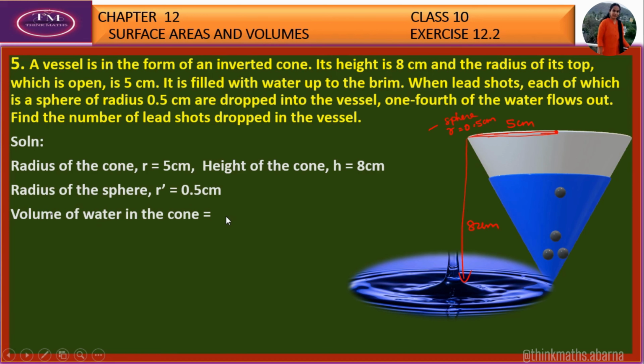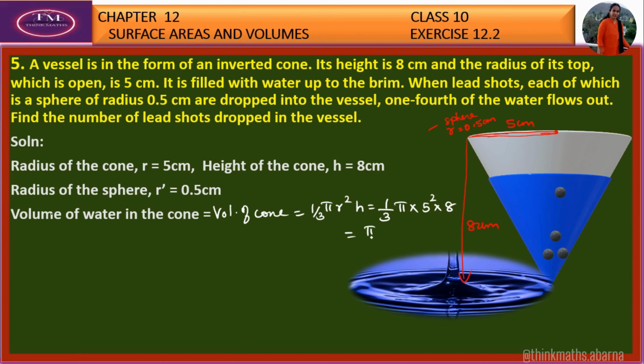That is nothing but the volume of the cone. What is the volume of a cone? It is 1 by 3 pi r square h. Let us keep the value as pi and we will use the value of pi at the end. So it is 1 by 3 pi. What is r? R is 5. So 5 square, h is 8.